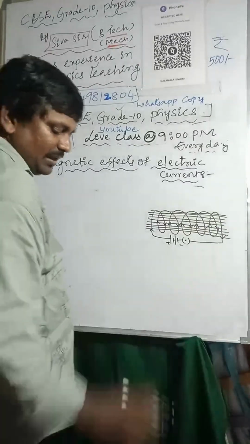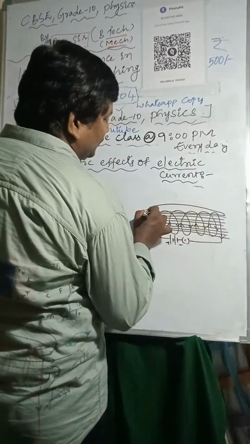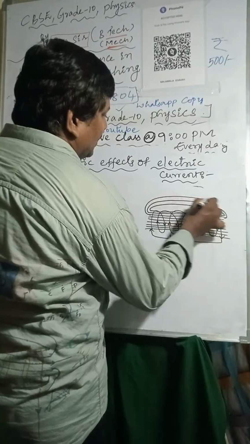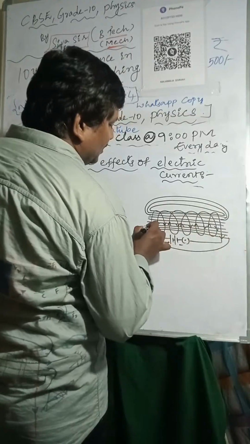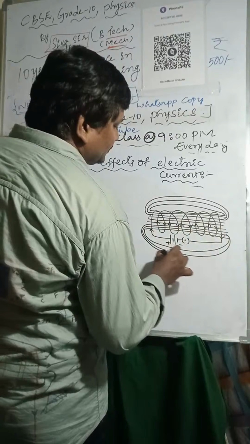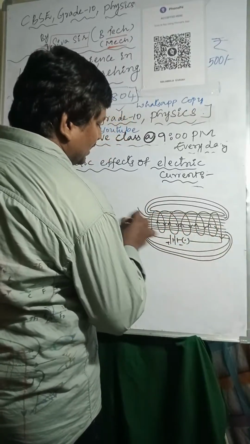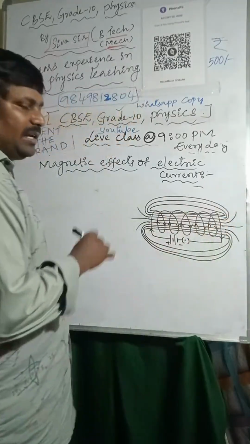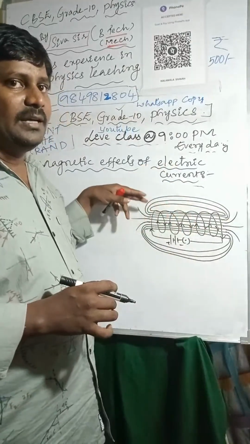So here I'm considering 3 lines at the top, like this. At the bottom also you can take 3 lines. I'm taking 3 lines at the bottom, like this. Okay, so 3 lines at the top, 3 lines at the bottom, and 3 lines in the middle.